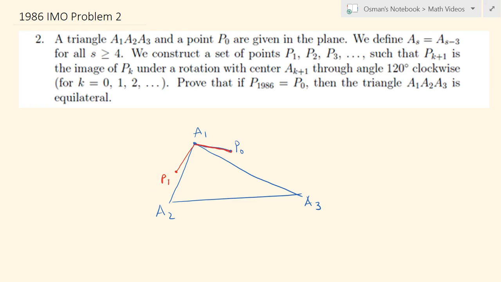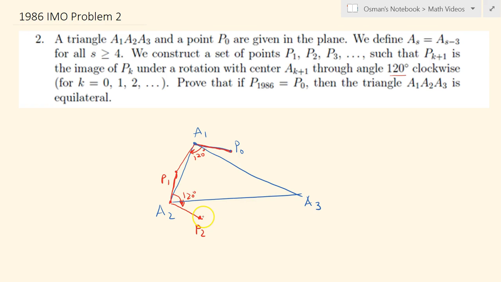And now we pick that point and rotate it around point A2. So this angle was 120 degrees. We will continue to rotate it again clockwise. So we'll go this direction, 120 degrees, so something like this, probably here. And this new point is P2 now, and this angle measurement is again 120 degrees.